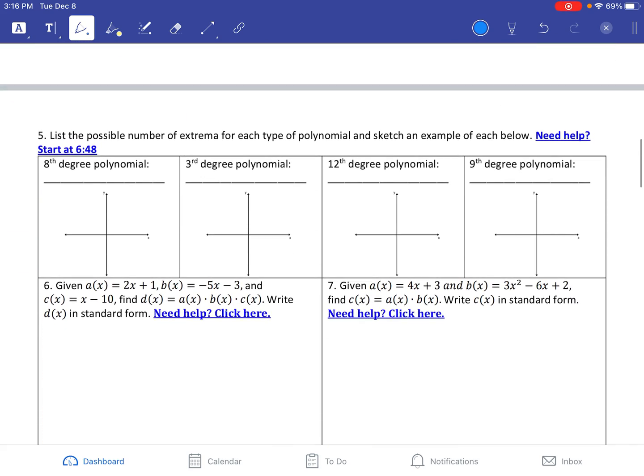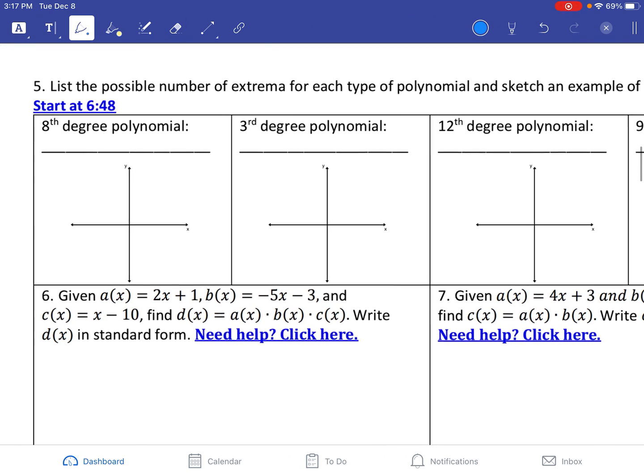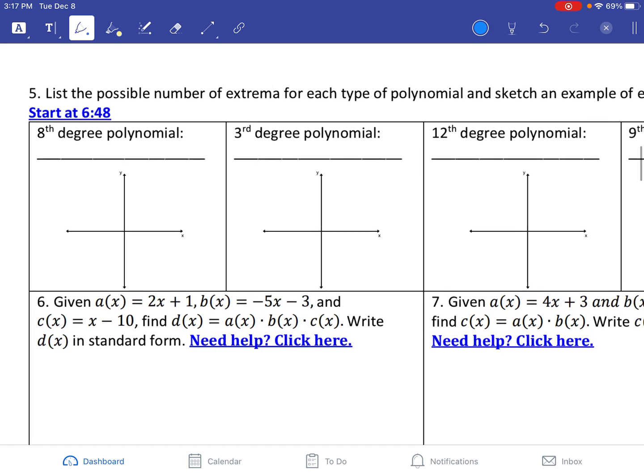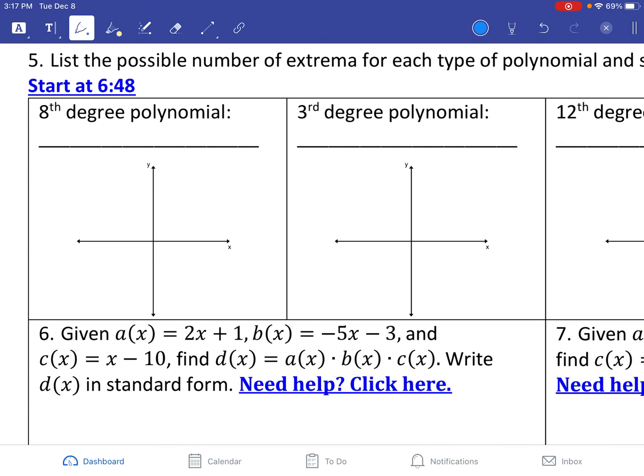All right, next we're looking at extrema. I've got to sketch the polynomial and then describe how many extrema there could be, possibly. Okay, so an 8th degree polynomial, what that means is there's 8 possible chances for that graph to go through the x-axis. All right, so since it's an 8th degree, it's going to be an even function. So we're going to start up here. 1, 2, 3, 4, 5, 6, 7, 8. Notice they're both going the same direction, which is a characteristic of an even degree polynomial.